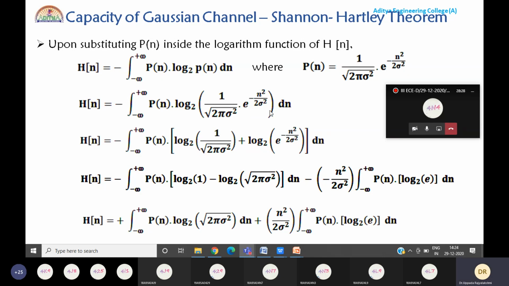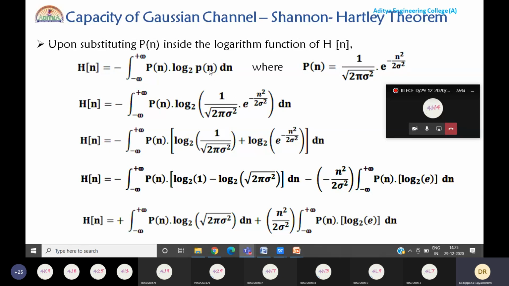So finally we obtained this. Please replace the P of n value inside the logarithm function. So log 1 by root 2 pi sigma square into e power minus n square by 2 sigma square. Only substitute the function inside the logarithm. Outside the logarithm, don't replace the value of P of n, because this is a simplified procedure.